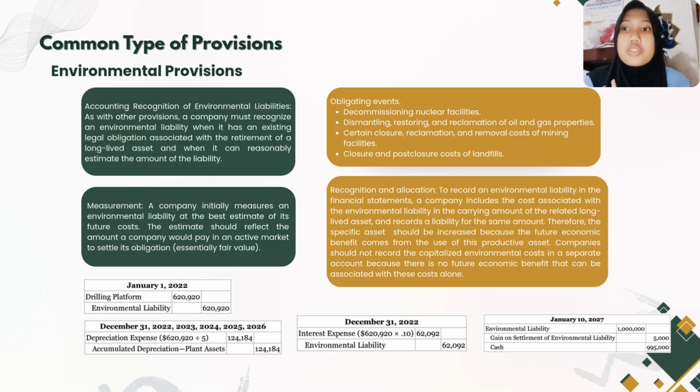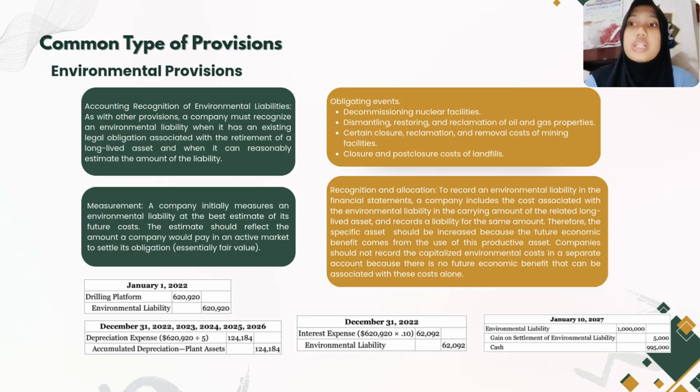So on January 1st, 2022, the drilling platform is on the debit side with the amount of $620,000 and the environmental liability on the credit side with the same amount. So during the life of the asset, Wildcat allocates the asset cost to expense using the straight-line method. Wildcat makes the following entries to record this expense. So on December 31 for 2022, 2023, 2024, 2025, 2026, in the 5 years, they record the depreciation expense, which is $620,000 divided by 5, which is $124,000 on the debit side, and then on the credit side is accumulated depreciation, platform asset, with the same amount.